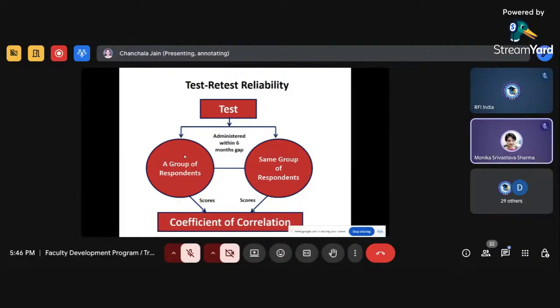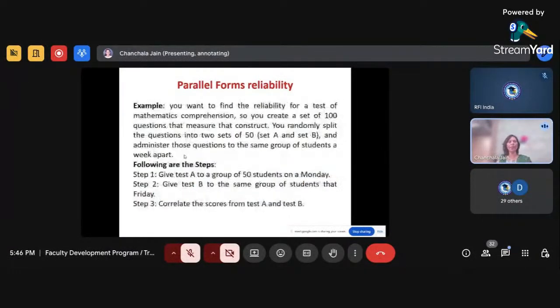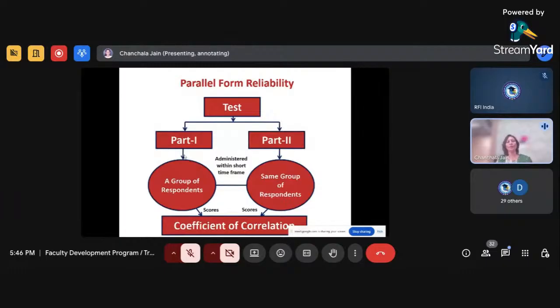Okay, ma'am. Moving to the next concept, that is parallel forms reliability. Again, I have developed a diagram with the help of the theoretical background of this reliability method, so I'll explain it with the help of this diagram. I'm having a test. Test means scale or questionnaire or your instrument, one and the same thing in terms of research, right?